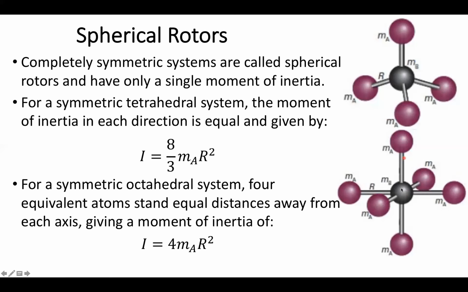You can imagine rotation here about the z-axis, at which point I have 4 atoms away from the z-axis, each one with a mass of A and a bond length of R. So since I got 4 of them, the moment of inertia is just 4 times the mass of the exterior atom times the bond distance. So fairly nice, simple expression.